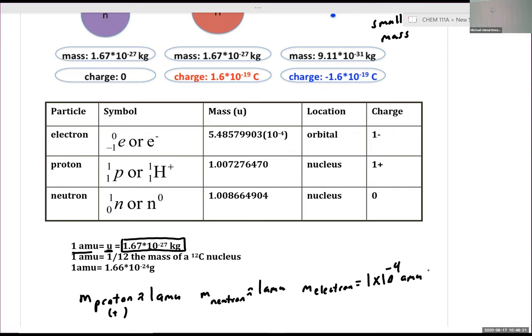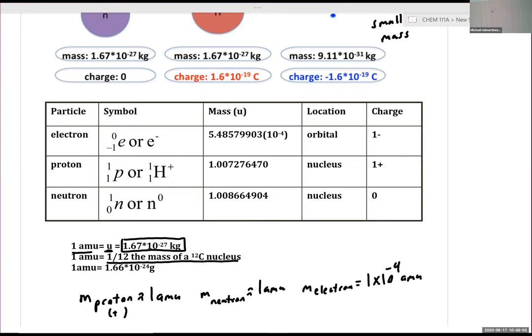Now you may ask, where did we come up with this standard unit of measurement? Where did we come up with this idea of an AMU? What is an AMU in reference to? Well, an AMU is 1/12 the mass of a carbon-12 nucleus. And a carbon-12 nucleus is easy to study and very easy to generate in a reproducible manner. So it serves as the standard for the atomic mass unit.